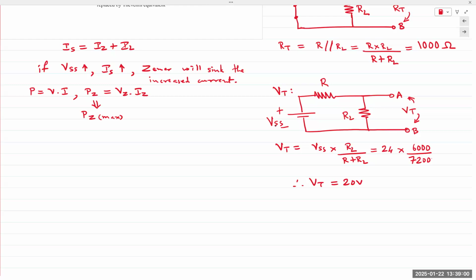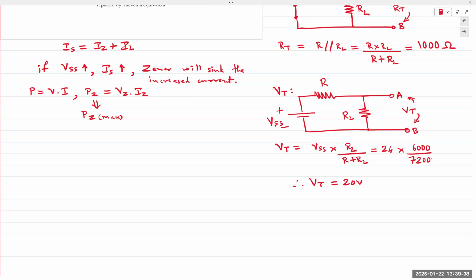Again, I'll repeat. We have VSS, we have our series resistor R, and we have a load resistor RL. Both of those resistor values are present in the equation for our Thevenin voltage. That's the voltage that is going as input into the Zener diode. So depending on the values of R and RL, the voltage going into the Zener may be lower than the Zener voltage. And if that happens, then the Zener diode is effectively redundant, or more appropriately, may as well not be present in the circuit. It will not turn on.